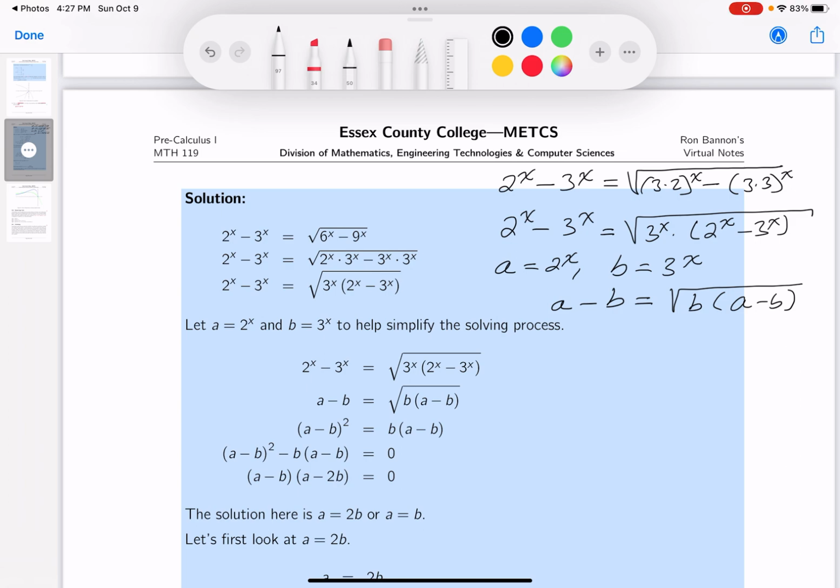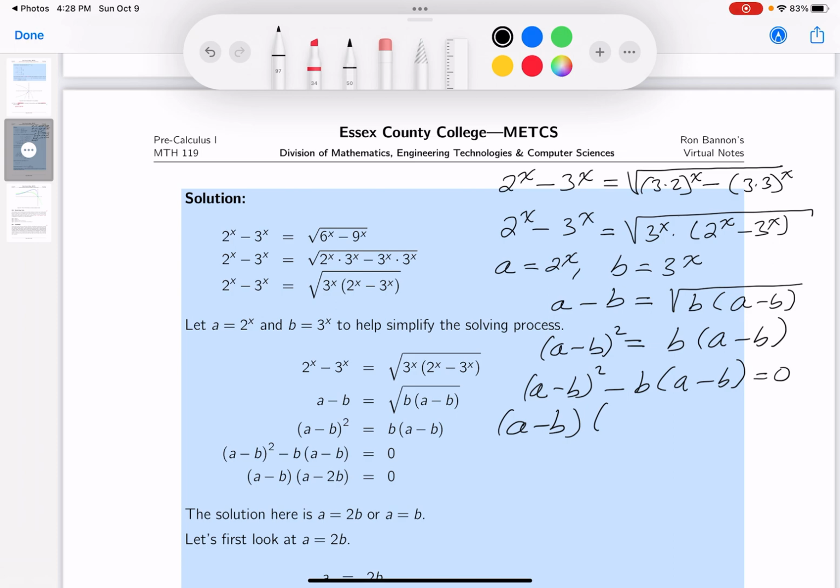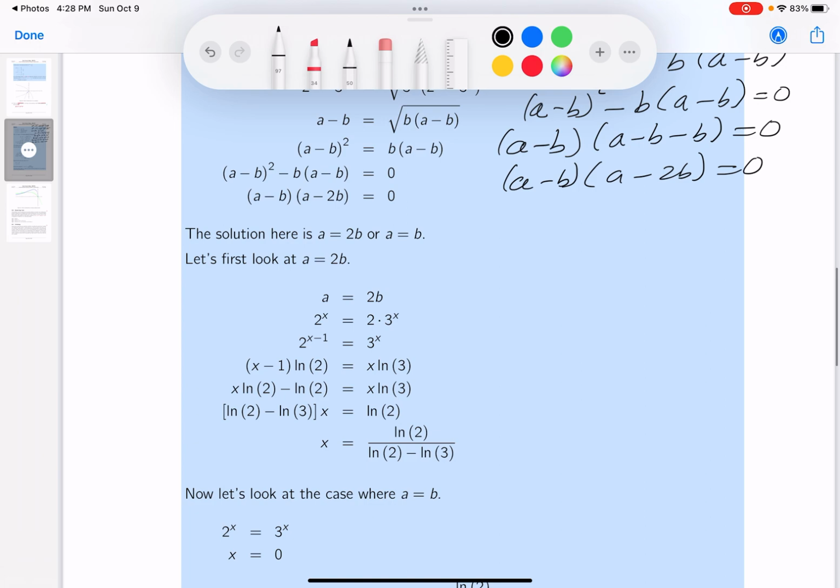All right, I'm going to square both sides. You get a minus b squared is equal to b times a minus b. I'm going to use the zero product rule. You get a minus b squared minus b times a minus b equals 0. Factor out a minus b. You're left with a minus b times a minus 2b equals 0. Using the zero product rule, I know that a equals b is one possibility. The other possibility is a equals 2b.